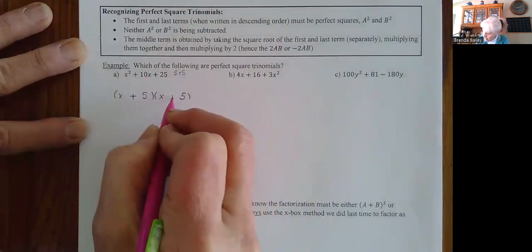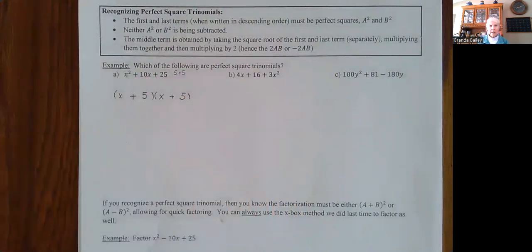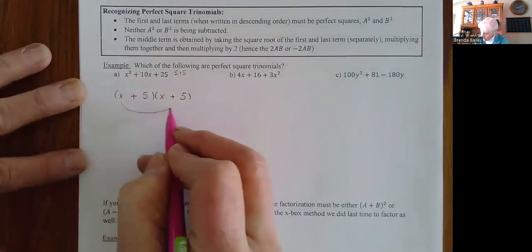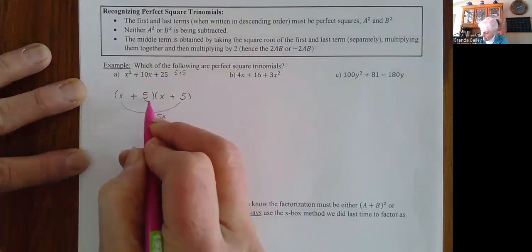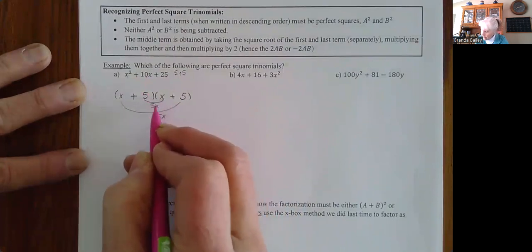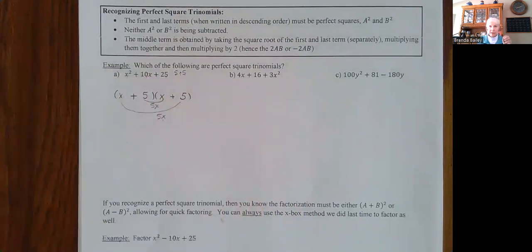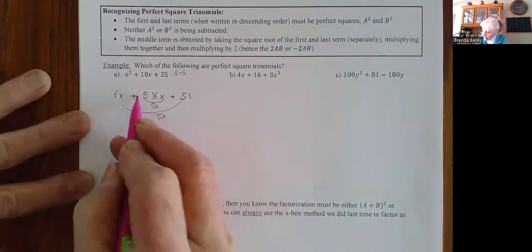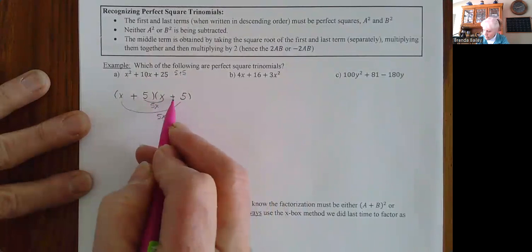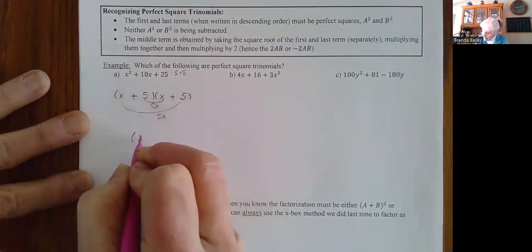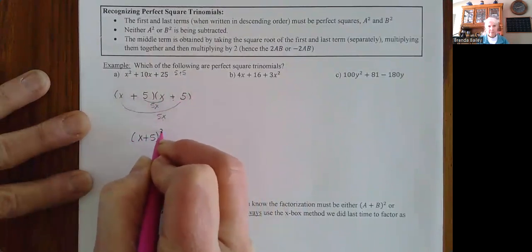Everything's plus because all those are plus. Now let's see if you get the 10. 5x and 5x, when you add those, you get the 10x. So you set it up with the first and the last, and then you check it with the middle. So this works. You've got x plus 5 and then x plus 5. Now, rewriting this, because I have two that match, it's written as x plus 5 squared.